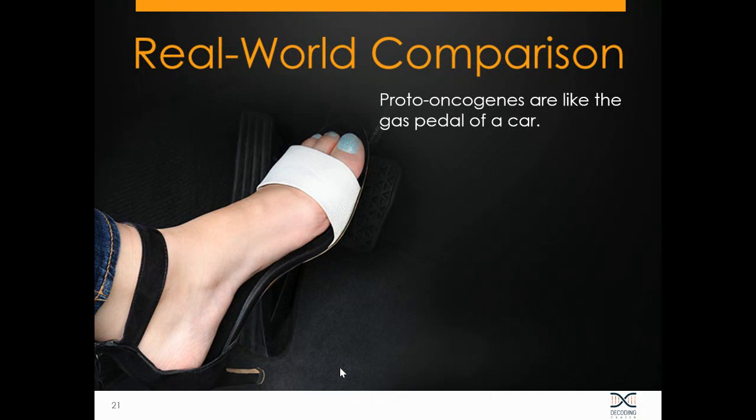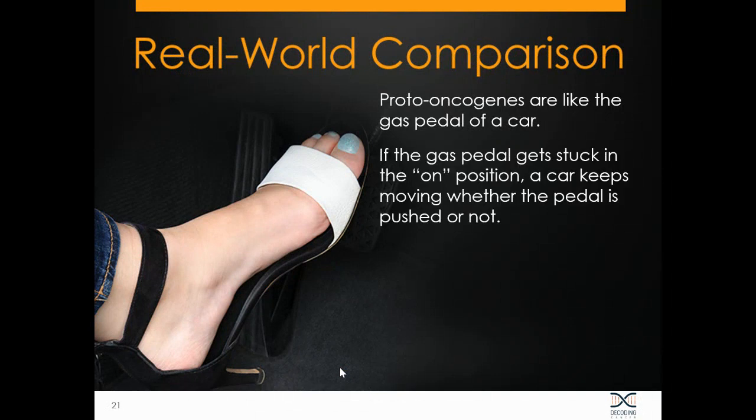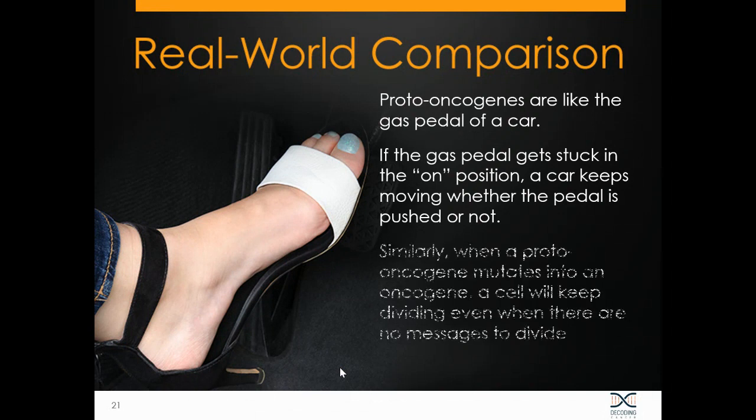Again, here's a real-world comparison. Proto-oncogenes are like the gas pedal of a car. If the gas pedal is stuck in the on position, the car will continue to move regardless of whether that pedal is pushed or not. Similarly, when a proto-oncogene mutates into an oncogene, the cell will keep dividing even when there are no messages for it to divide.